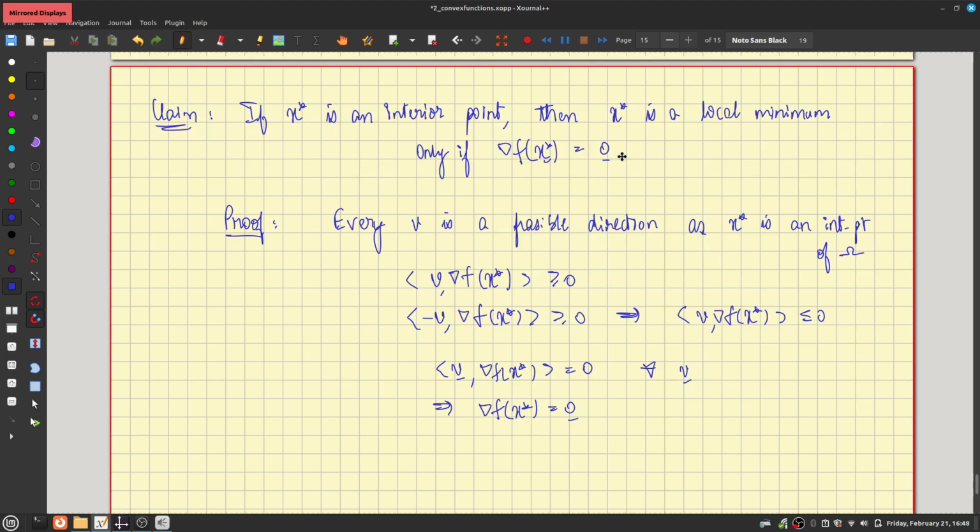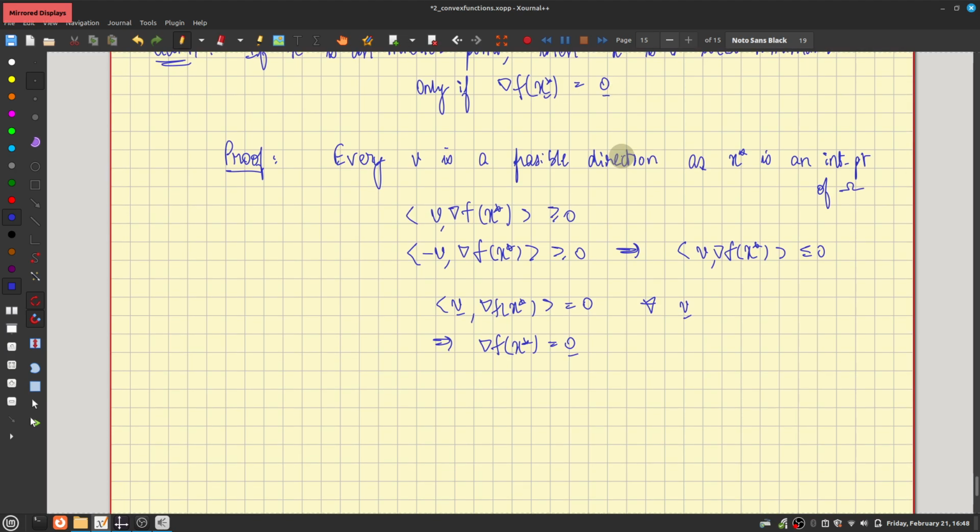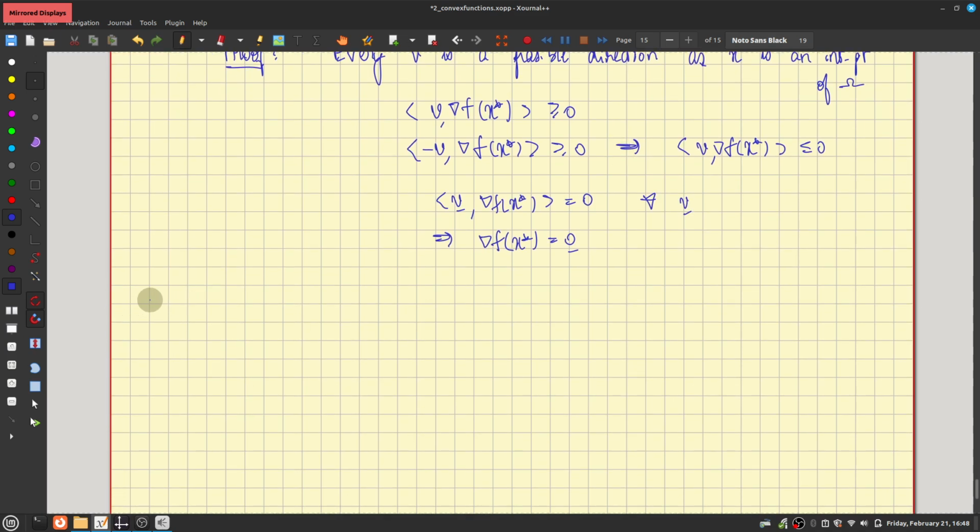So for an interior point to be a local minimum, the gradient must be equal to 0. Okay, let's see a quick example.